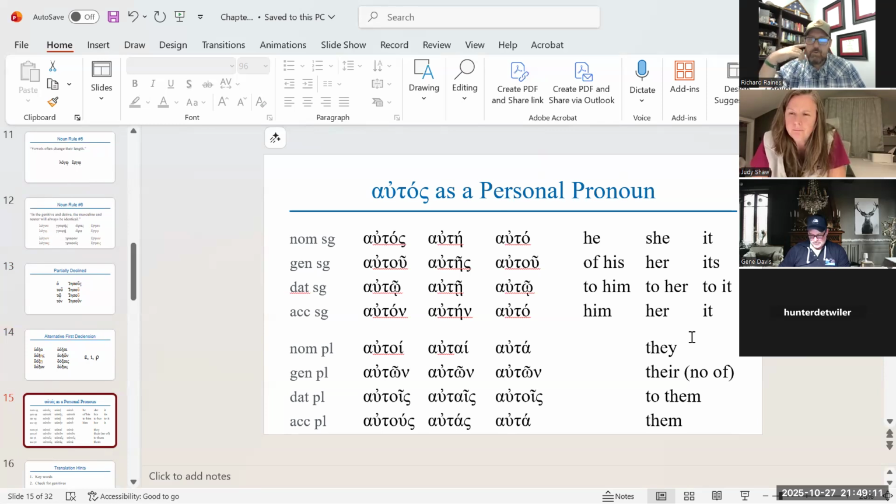So when it comes to personal pronouns, they're going to have the same endings as the other nouns. The lexical form is always going to be the nominative singular. It's going to be autos. And all of your plurals are either going to be they, their, to them, or them. And again, you're just going to have to do the work to memorize these.